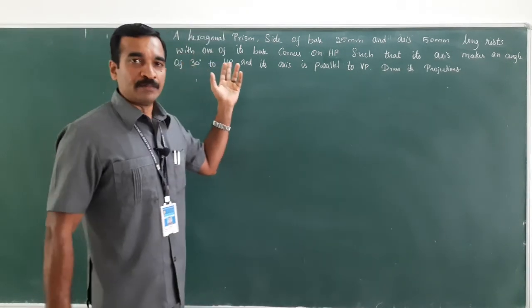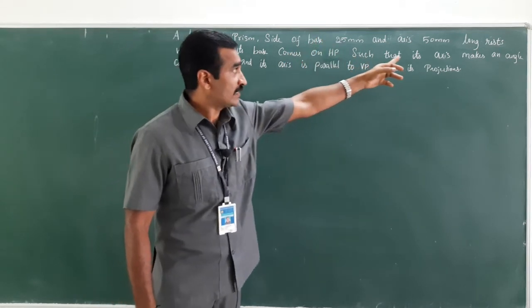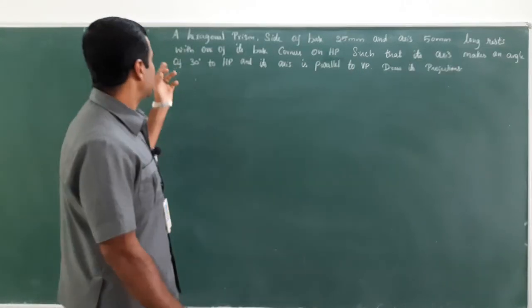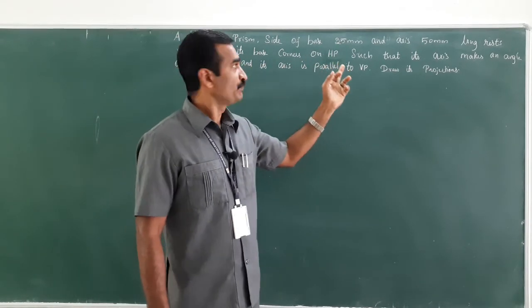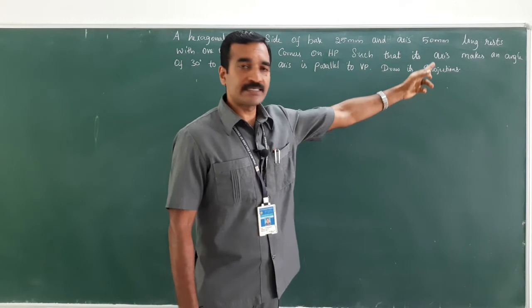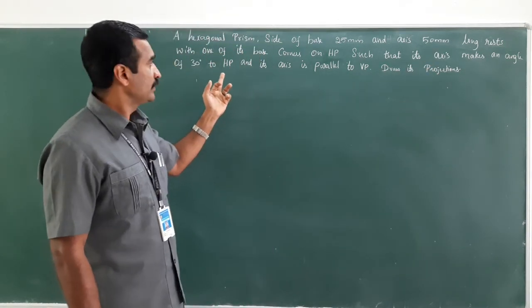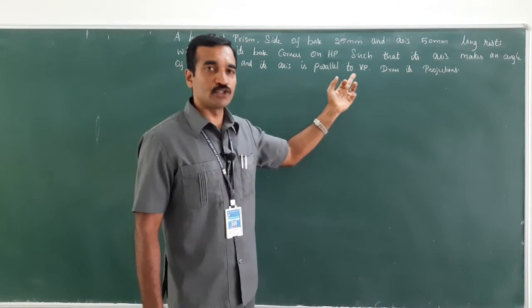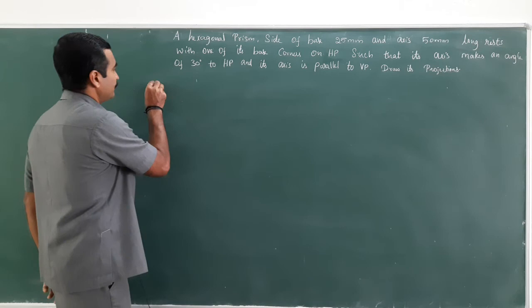A hexagonal prism of side base 25 mm and axis 50 mm long rests with one of its base corners on HP, such that its axis makes an angle of 30 degrees to HP and its axis is parallel to VP. Draw its projections. So, given data.